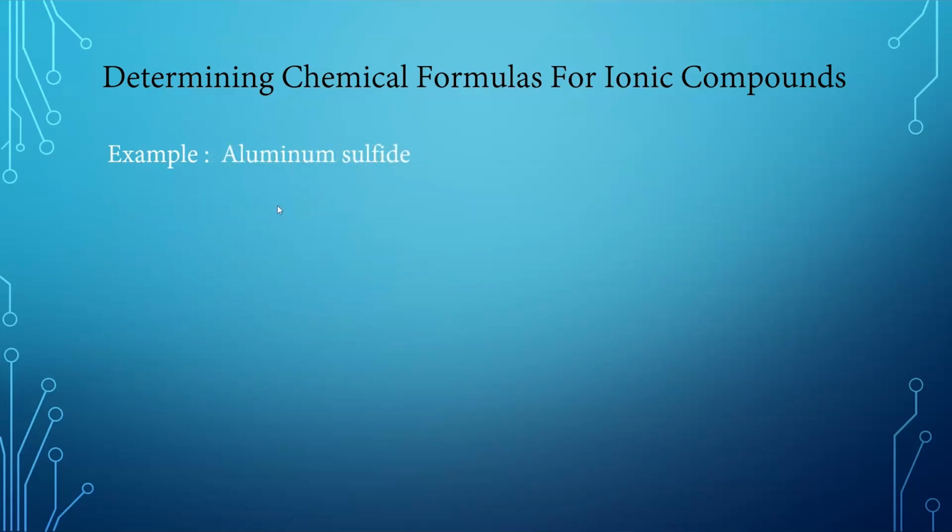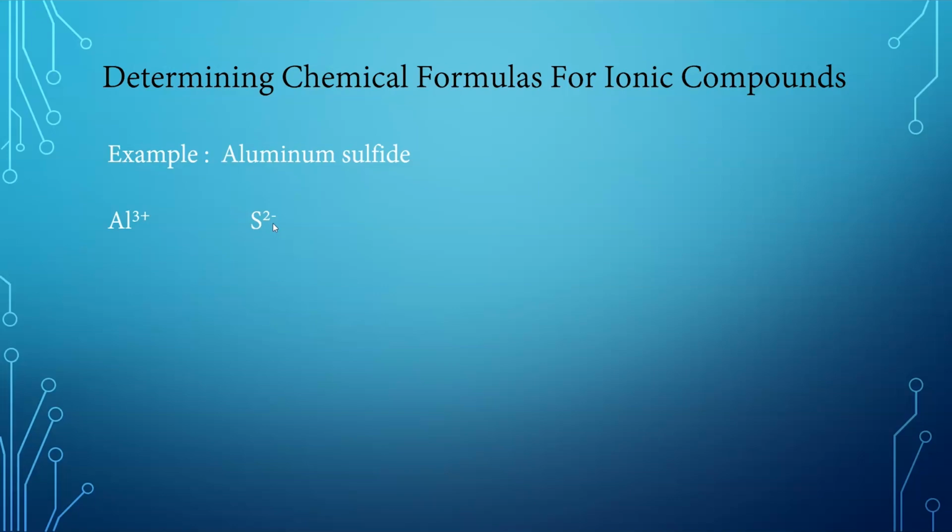Take a look at another one. Aluminum sulfide. Of course, that must consist of aluminum and sulfur. I'm not going to write out the steps anymore. I think by now, hopefully, you know those or you've written them down in your notes. So these are our 2 elements. Aluminum is in group 3. It's going to have a +3 charge. Sulfur is in group 6. It's going to have a -2 charge.